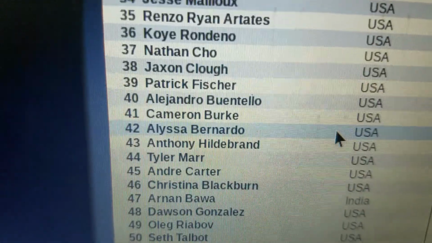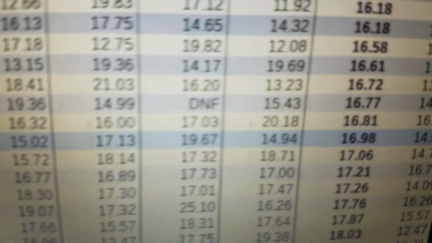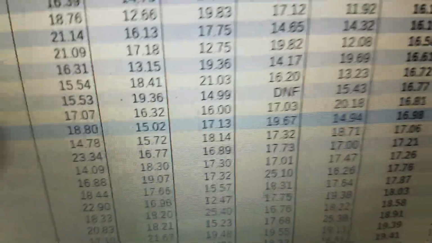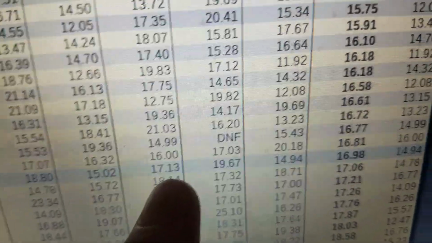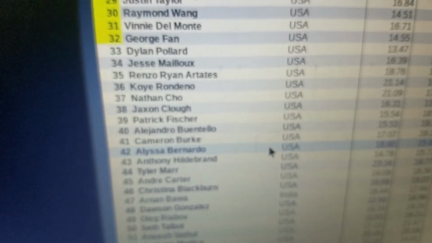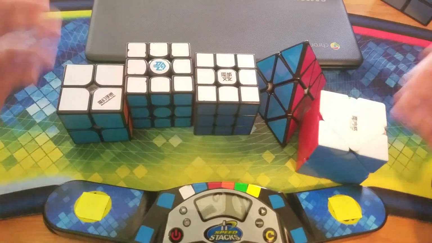So for round 2, I completely messed up. I got 42nd place. I got a 16.98 average, and my times were 18.80, 15.02, 17.13, 19.67, and 14.94. I kept getting nervous, so it was a really bad round, and I didn't make round 3. So yeah, that was everything for this competition.